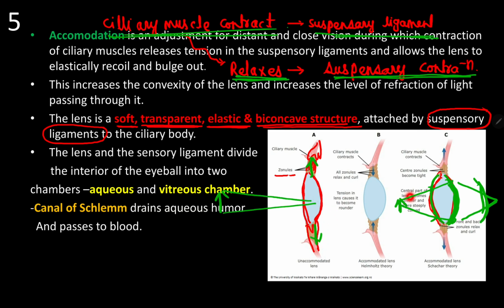When the lens becomes thin, it will focus the light on the retina of the eye. So this is how we can see. So this is accommodation of the lens.